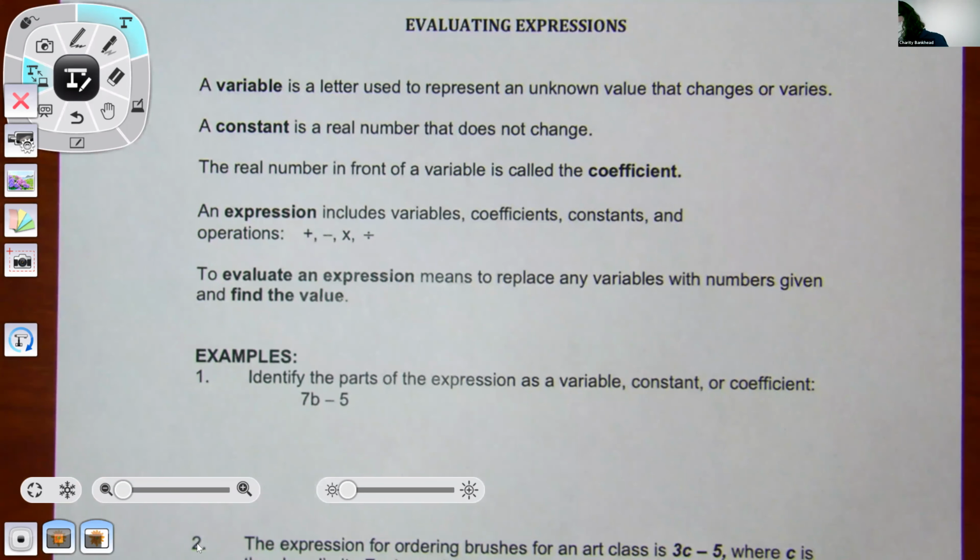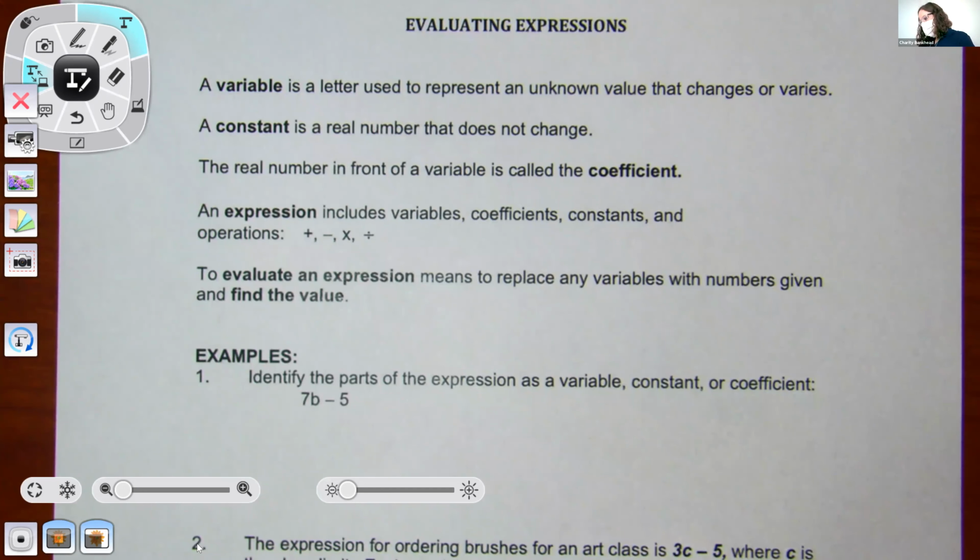So a constant is a real number that does not change. It's called a constant. An expression includes variables, coefficients, constants, and operations. It might not include all of those, but it can include any of those. To evaluate an expression means to replace any variables with numbers given to find the value.